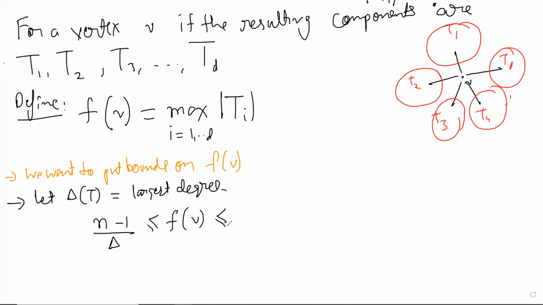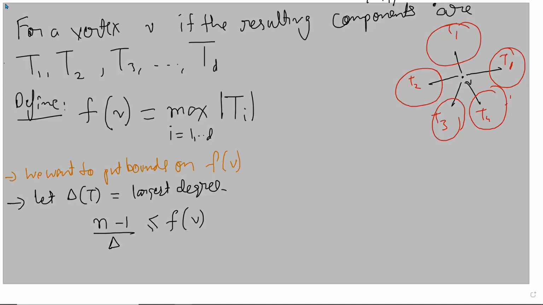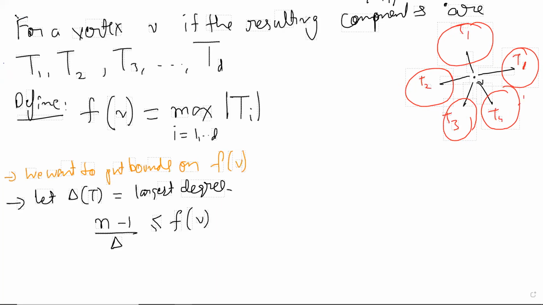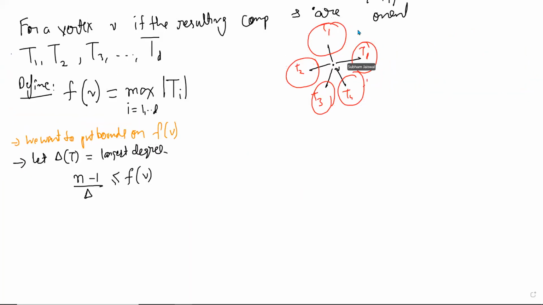Now this is the slightly more interesting part. We want to put an upper bound on FV, right? We want to put an upper bound on FV because that is important to us. So let's write it in a different place. Let me just make this a little smaller. Now this goes back to the earlier thing of finding a vertex for which the tree is balanced. So we want to find a vertex for which FV is not so big, right?